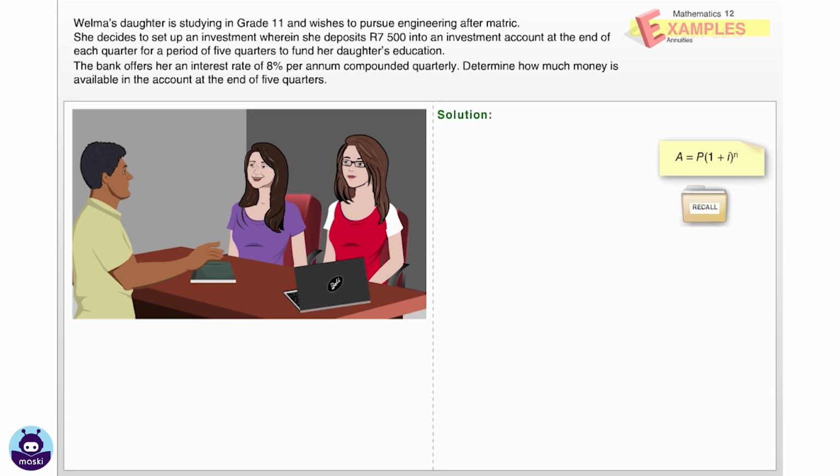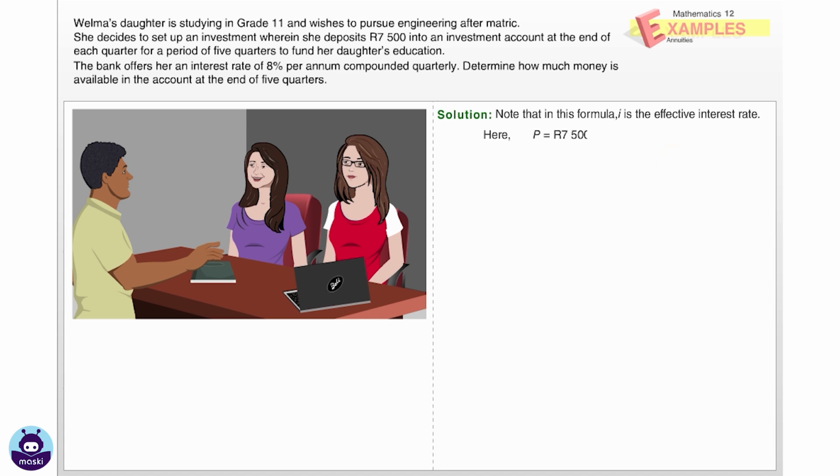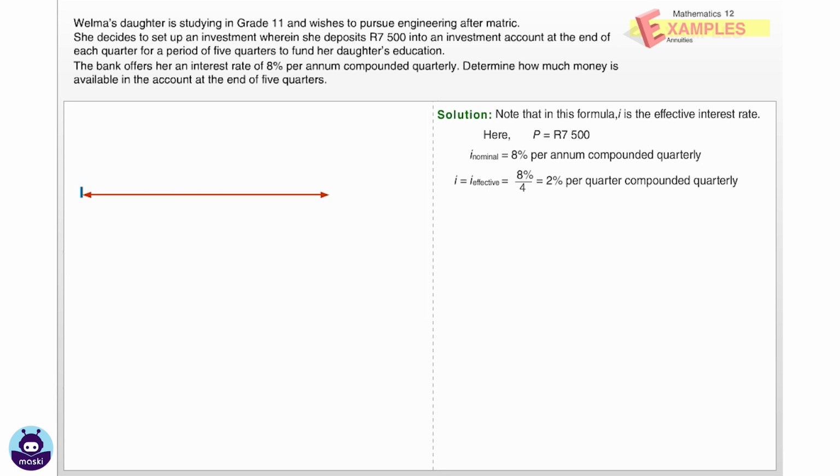Recall the formula for compound interest. Note that in this formula, i is the effective interest rate. i nominal equals 8% per annum compounded quarterly. i equals i effective equals 8% over 4 equals 2% per quarter compounded quarterly. Let us make use of a timeline to summarize the data given.